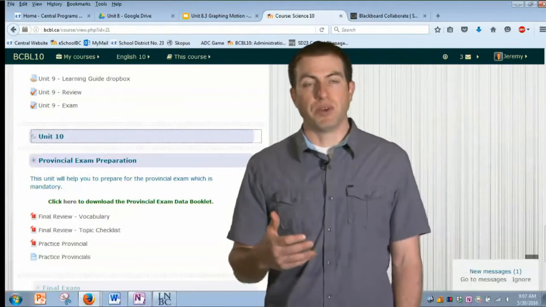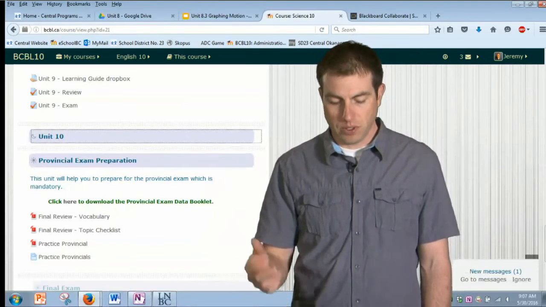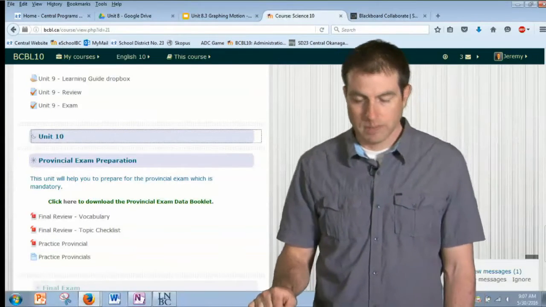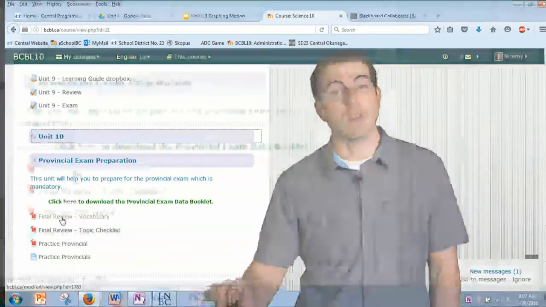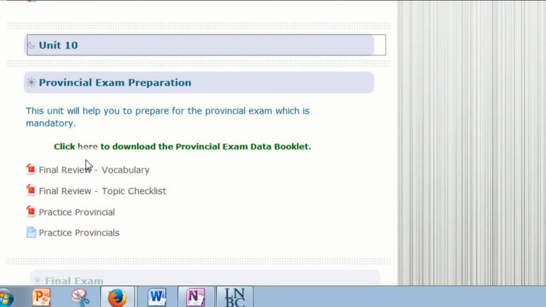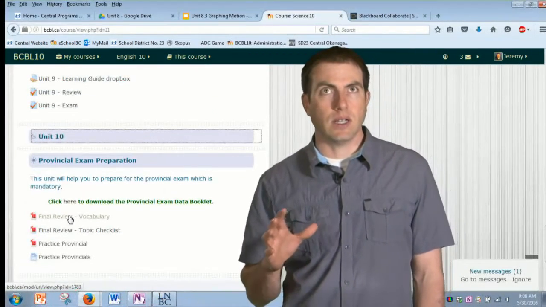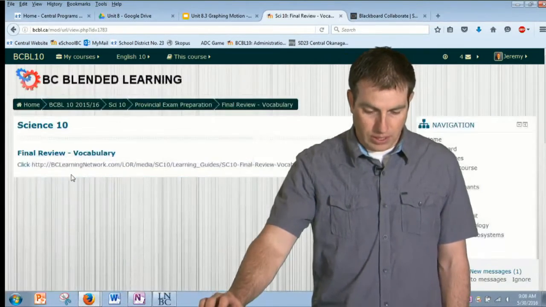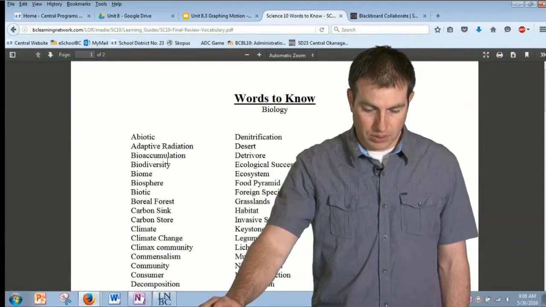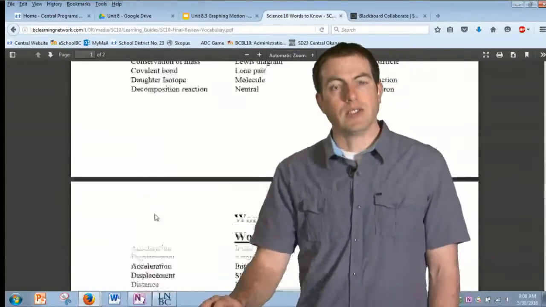At the very bottom, you'll see the provincial exam section, and there are some different things here for you to go through if you want. I'm not going to make any of them mandatory yet. First is the final review vocab. This is a PDF of all the vocabulary terms that we've covered so far this year. I forget if it's alphabetical or broken down by unit. Biology, chemistry, physics, earth science. Perfect, so it's broken down by unit.